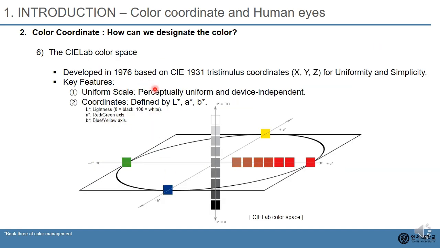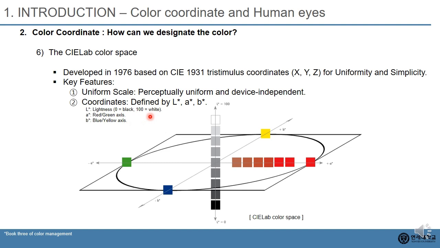This is the CIE Lab color space developed in 1976 based on the CIE 1931 tristimulus coordinates XYZ for uniformity and simplicity. It provides a uniform scale and is device independent. Each perceivable color is defined by coordinates L star, a star, and b star.